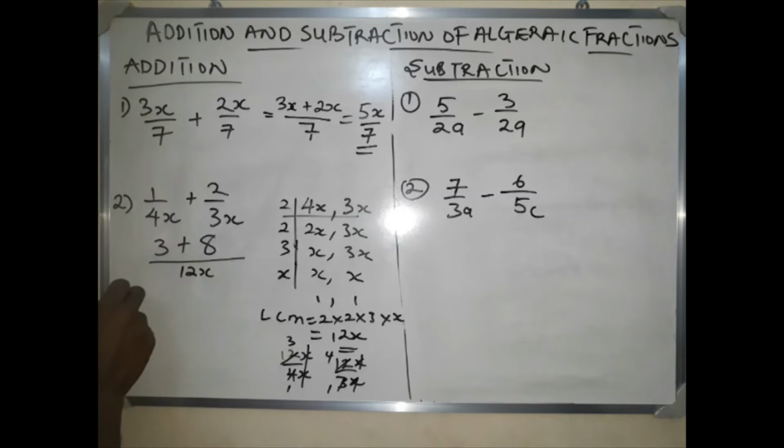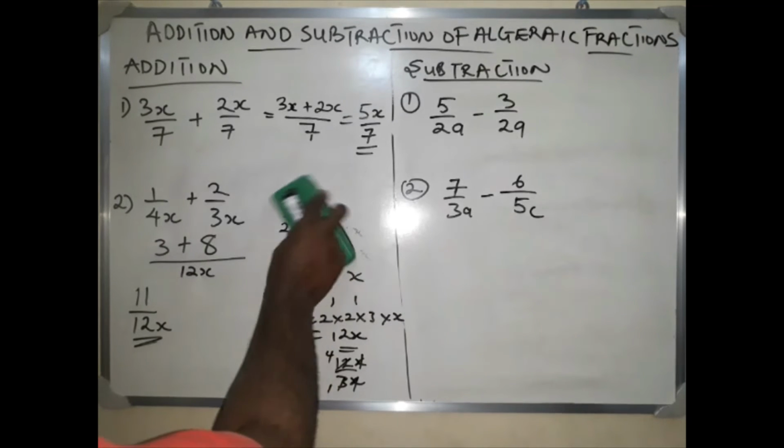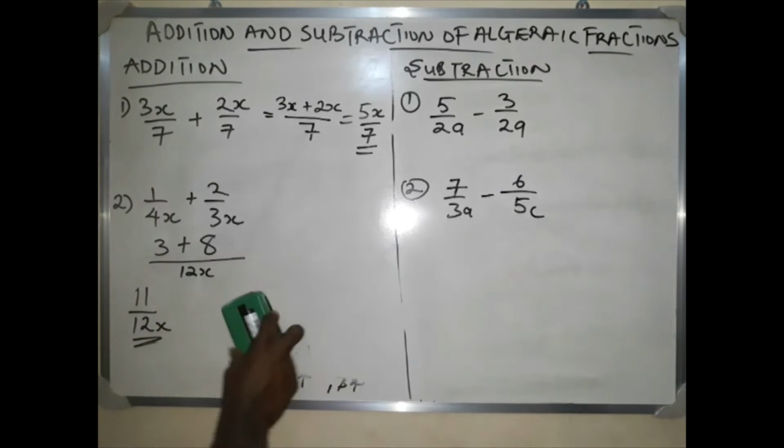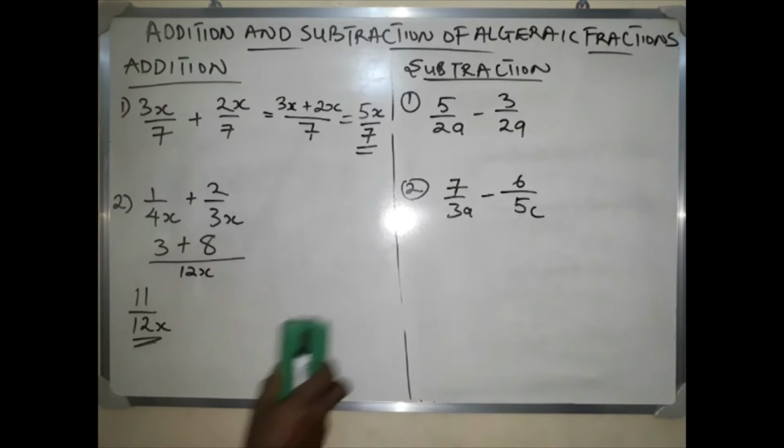You add the numerator, which is 3 plus 8, which is 11, all over the denominator, which is 12x. So this will now be our final answer. That is the first method of solving this particular addition of this algebraic fraction.